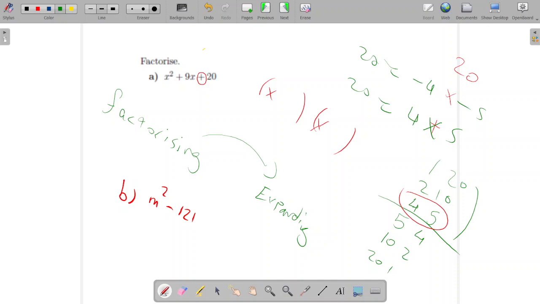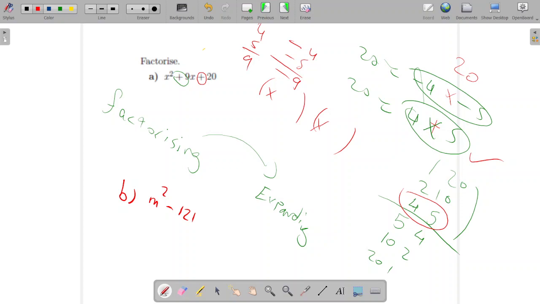So how do you decide which one? Is it minus 4 by minus 5 or 4 by 5? You look at the sign of the middle term here. If it's positive, it means that you need to pick this one. You know why? Because when you add minus 4 and minus 5, they give you minus 9, but when you add 4 and 5, they give you 9.